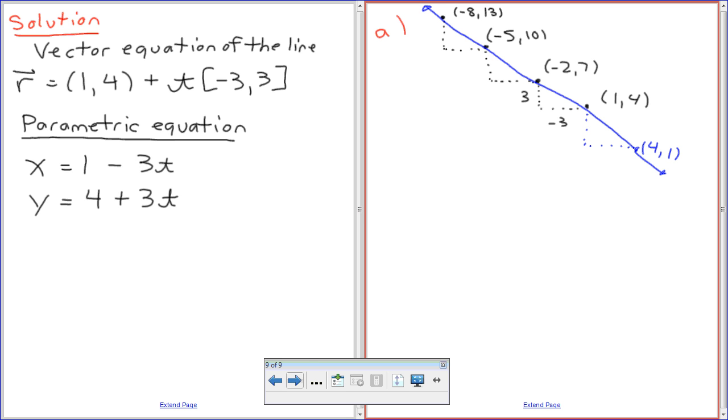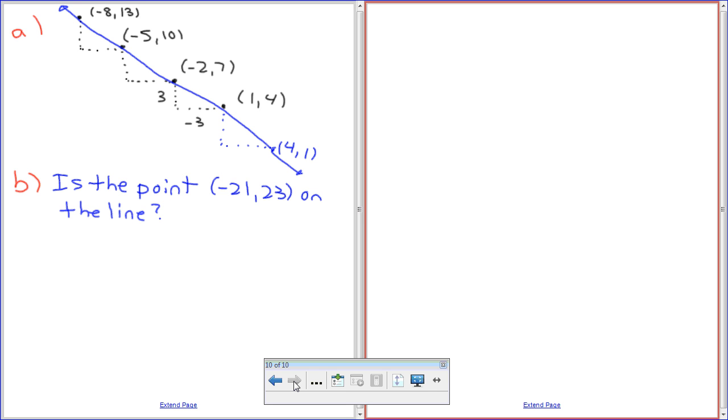All right, letter B. Says, we want to know if the point, what's the first point? Is the point negative 21, 23, is that right? On the line. Now, I'm going to do this with algebra, okay? I'm not going to do this with logic or with continuing my line out that far. That would work, okay, right? But I'm going to do algebra for this one.